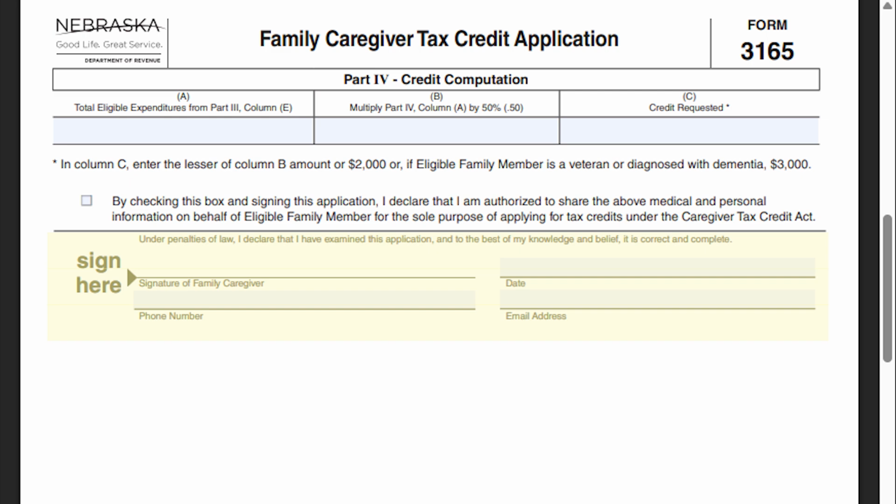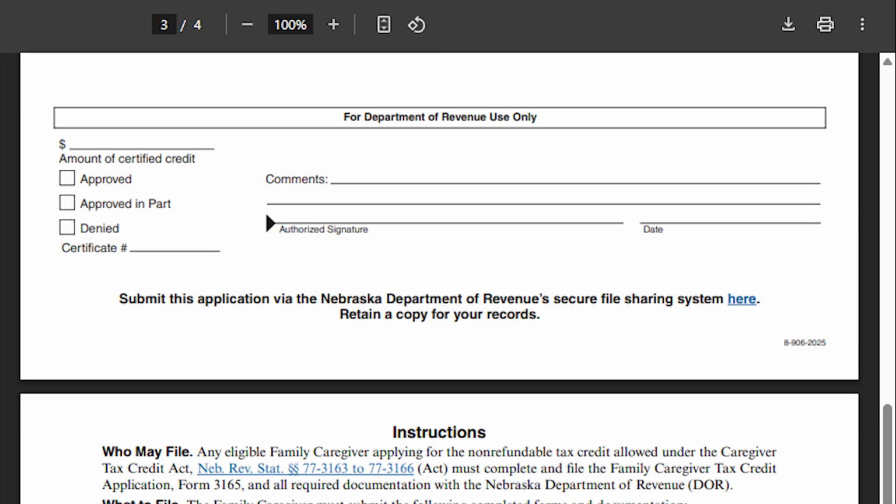The last section of Form 3165, Section 7, is the Department of Revenue Use Only section. The family caregiver will not complete this section. This section has been set aside for the Department of Revenue for processing and approving the application that has been submitted. That completes Form 3165.